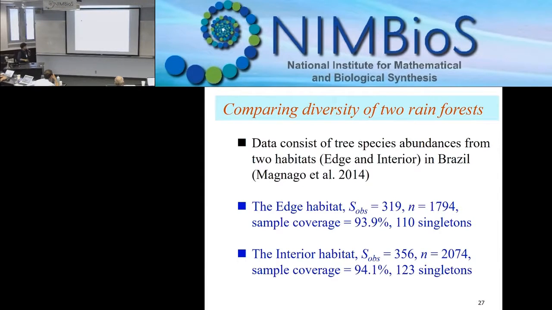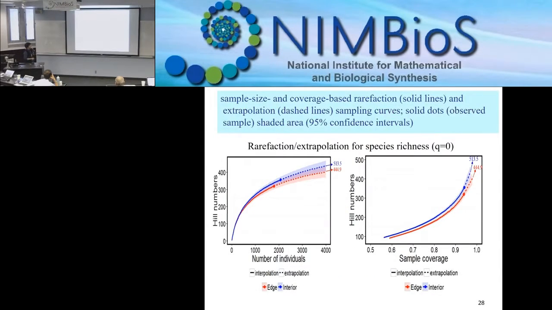There are so many observed species, over 300, and their estimated sample coverage is about 94%. But notice in both habitats there are a lot of singletons. This in mathematics means there are a lot of undetected species. So here I show you how we do the rarefaction and extrapolation for species richness. For the data set, we just have two dots. The two dots here mean the observed sample. We can do the classical rarefaction, it's the solid line here, and also the extrapolation.